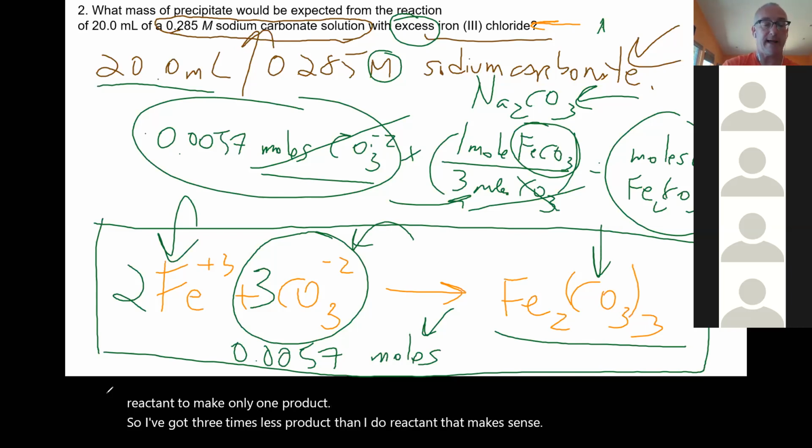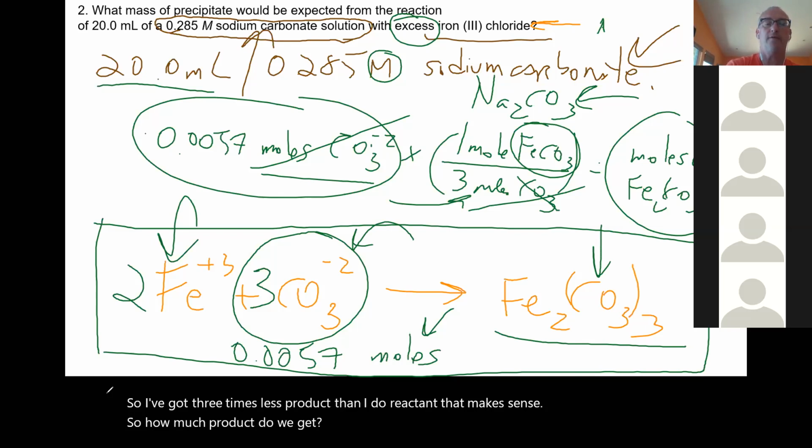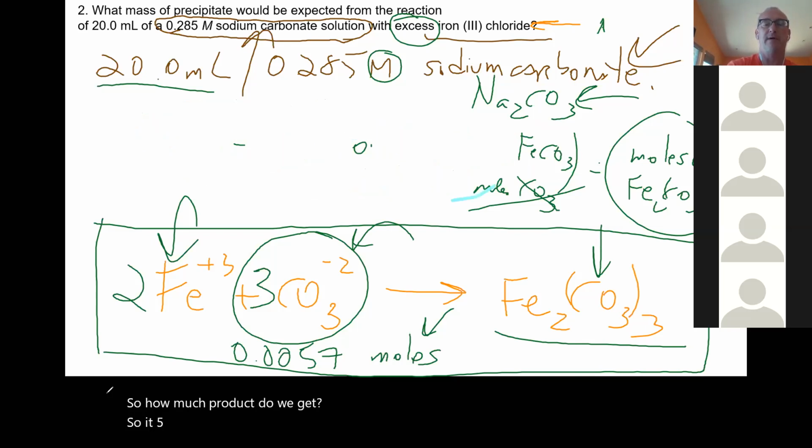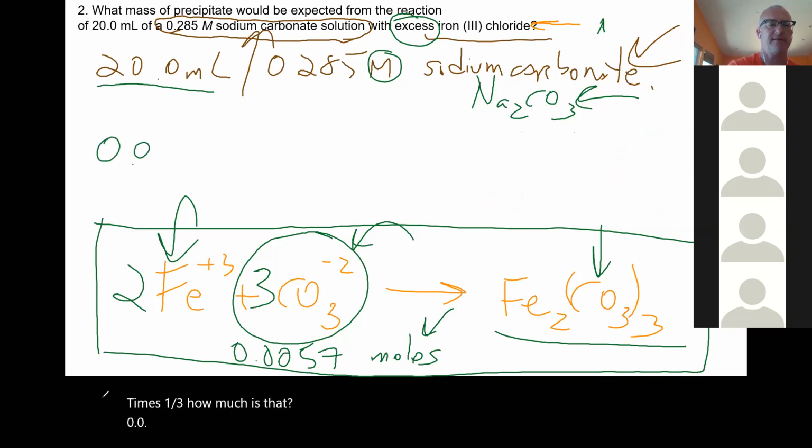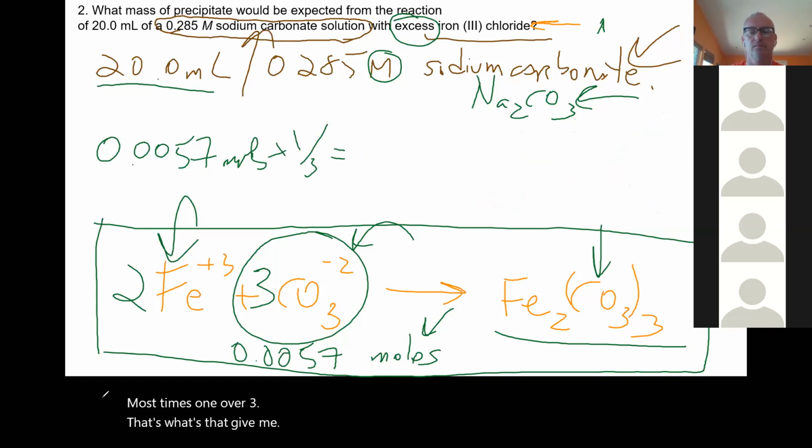Okay, so how much product do we get? So it's 0.0057 moles times 1/3. How much is that? 0.0019 moles of Fe2CO3.